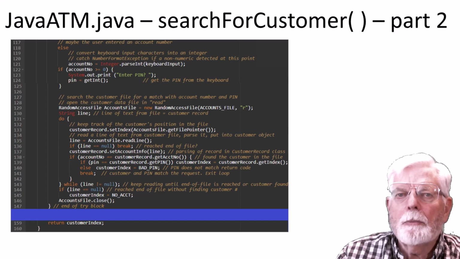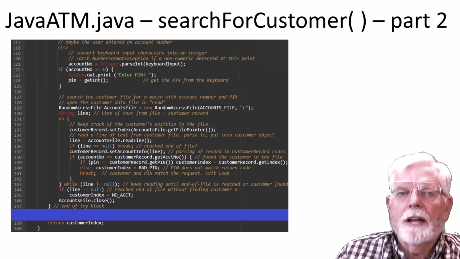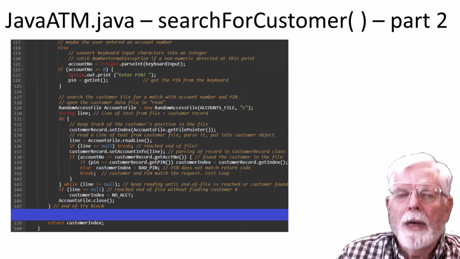If both the account number and PIN match from the keyboard and the current disk record, the break statement exits the loop and the customer index is returned back to the main program. The customer index is the FP in the file for the current customer. If a match is not found using the current record from the disk, we stay in the loop and read another record from the disk. If we reach the end of file without finding a match, the customer index is set to NO_ACCT for no account, and the main program can process this return code as described above.